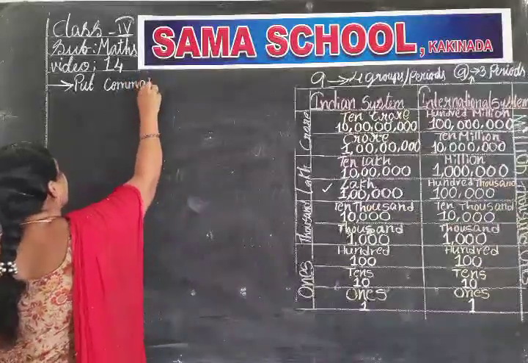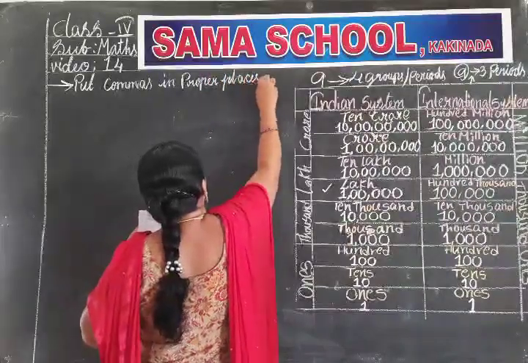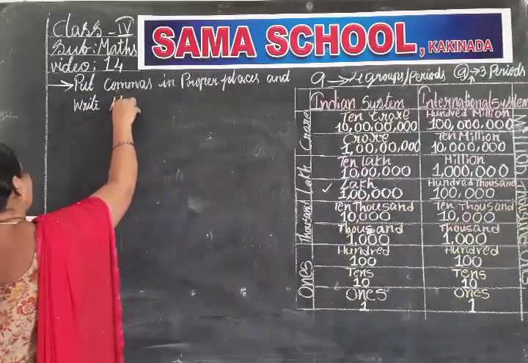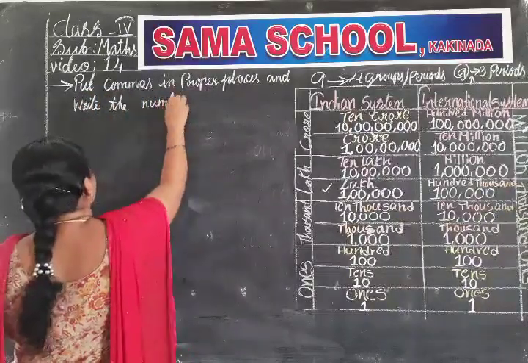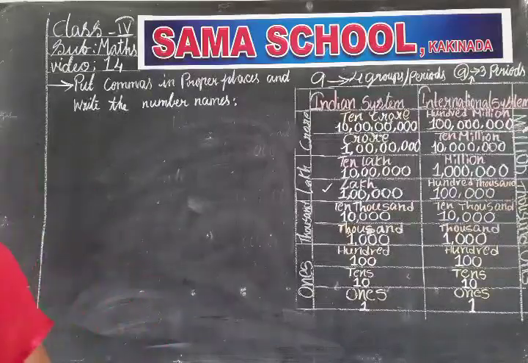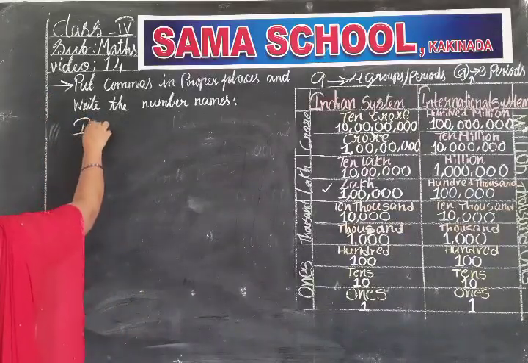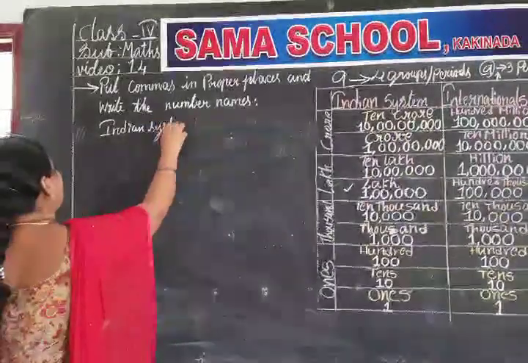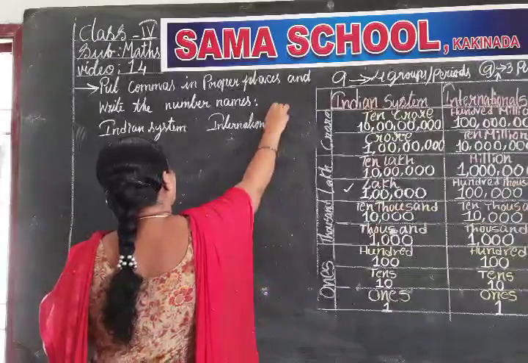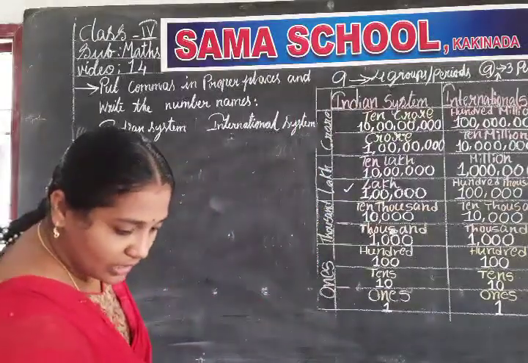Put commas in proper places and write the number names. Today we are discussing the new topic: how to keep commas in proper places and how to write the number names, in both systems: the Indian system and the international system.